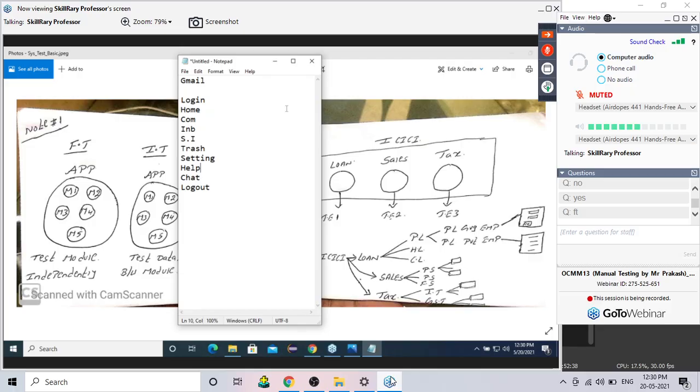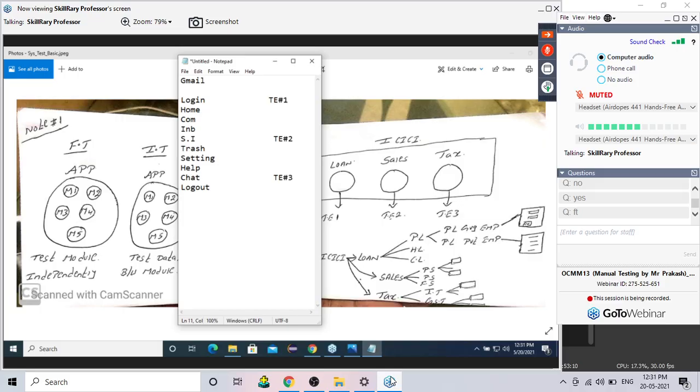Okay. Now, 3 test engineers are there. Assume that test engineer 1, test engineer 2, and test engineer 3. Let's assume this fellow is test engineer number 1. Then a second fellow is my test engineer number 2. And finally, I have one more person, test engineer number 3.